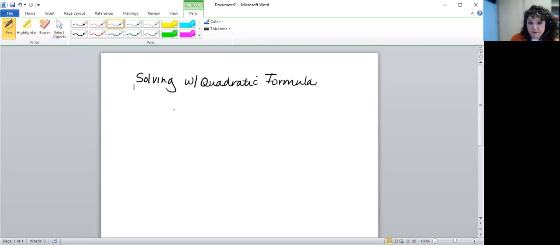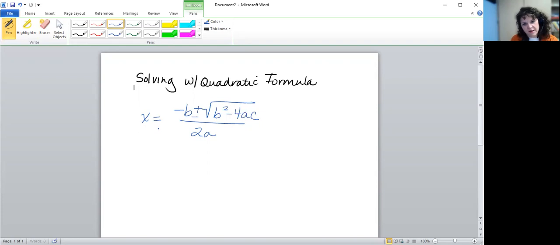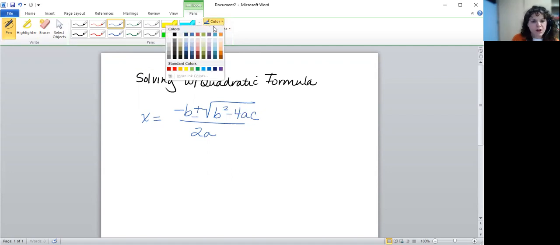The quadratic formula is negative b plus or minus the square root of b squared minus 4ac all over 2a. Some people say x is equal to negative b, but anyway, that's the quadratic formula. The quadratic formula always works. Factoring does not always work, and the square root method doesn't always work, but completing the square and the quadratic formula always work. But they're also kind of nasty to use.